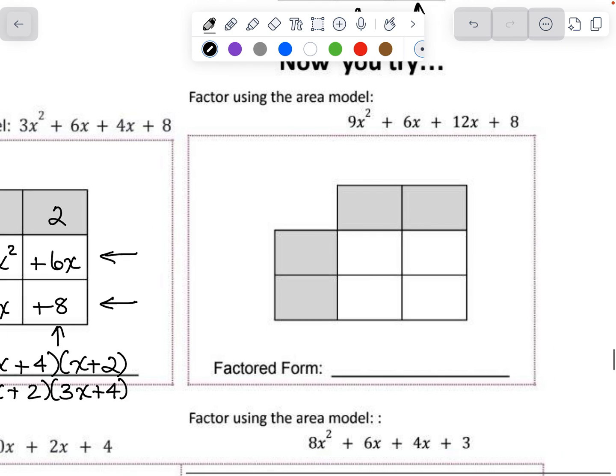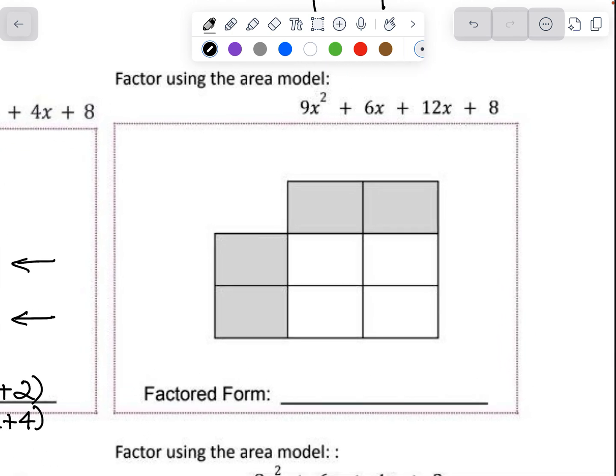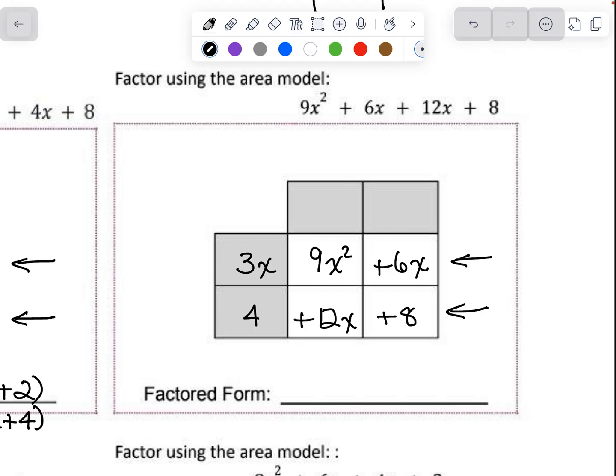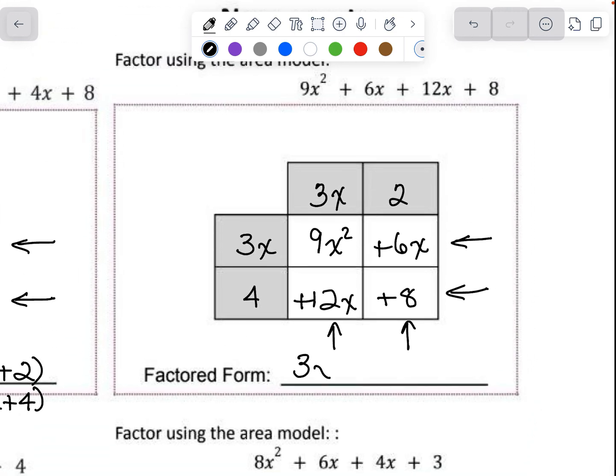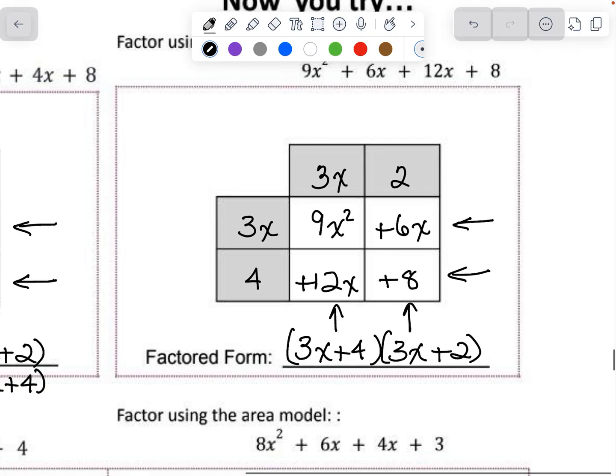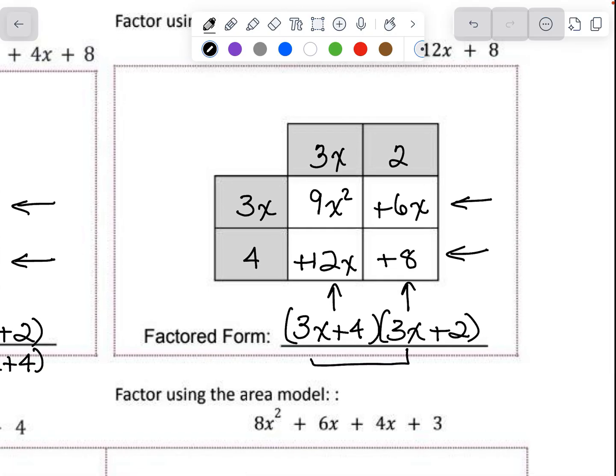All right, let's try one more together, and then I'm going to leave you some time to do these on your own. We've got 9x squared plus 6x plus 12x plus 8. And we look to see what they have in common. They share a 3x. These 2 terms I can divide by 4. These 2 terms I can divide by 3, and they also have an x. And then these 2 terms share a 2. So then I can write that as 3x plus 4 times 3x plus 2. And when I multiply that out, I get 9x squared plus 6x plus 12x plus 8.